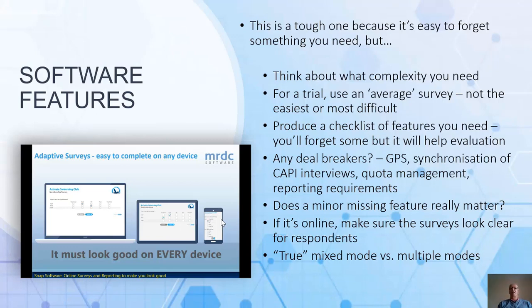Features in software tend to be overwhelming to deal with, and I think the place to start is to think about the complexity that you need. When we look at data collection, there are various bits of software that can create questionnaires, that can produce online surveys, paper surveys, and so on. So the first thing to think about is, what is it that matters to you? Do you just want paper surveys, something that creates a paper questionnaire? Do you want it to be online? Or do you need it available in different modes?